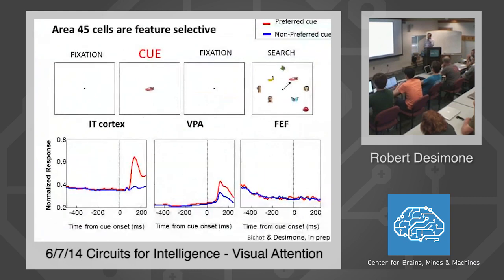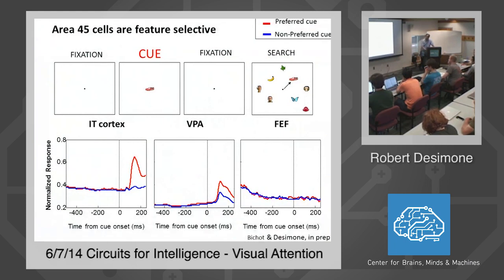Okay? Now, unlike the FEF, the VPA cells are also selective for the object features. Here what we've done is take the response to the best versus the worst stimulus for every cell. The red line shows the best and the blue is the worst. IT cortex, of course, has very good sensory selectivity. Here's the best, here's the worst, very nice. In the frontal eye fields, there is no best and worst because there is no feature selectivity. But the VPA is sort of intermediate: there's pretty good feature selectivity in addition to that spatial selectivity.